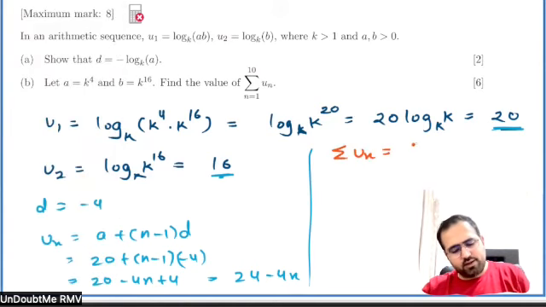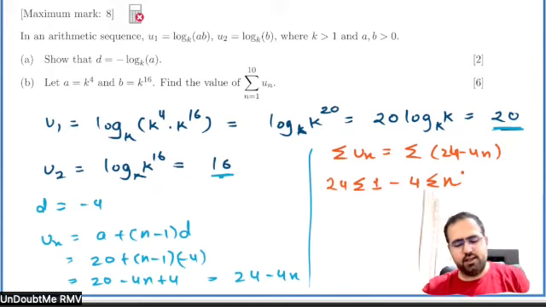Sigma un will be sigma of 24 minus 4n. Try to recall the previous question. We have to take individual sigma notations. So sigma 24 can also be written as 24 times sigma 1, minus 4 times sigma n.